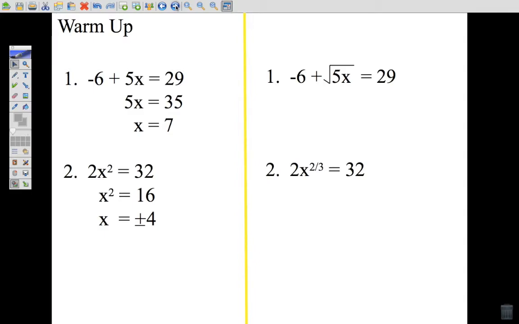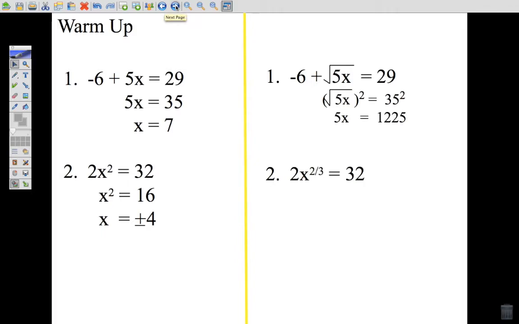So let's look at the first two examples of our lesson today. They look very similar to the warm-up problems, only a radical has been thrown in. Number 1, exact same steps. Add 6 to both sides. Then get rid of the radical by squaring both sides. Once that is done, it goes back to being exactly like your warm-up number 1. Divide both sides by 5. Number 2 will start the same way. Divide both sides by 2.